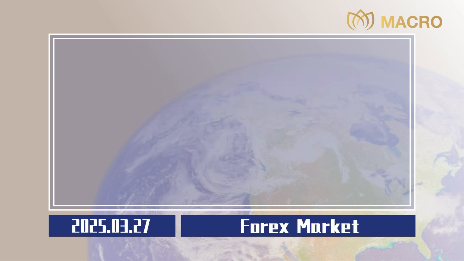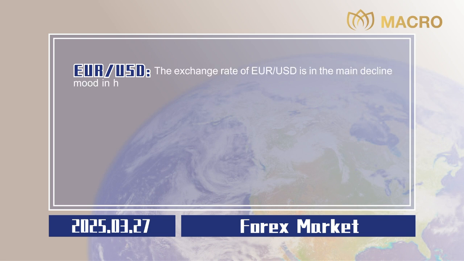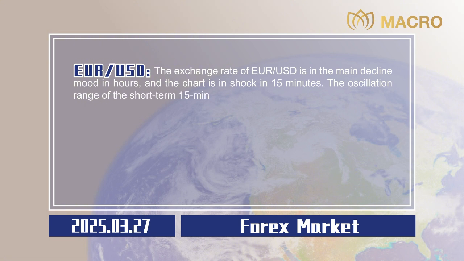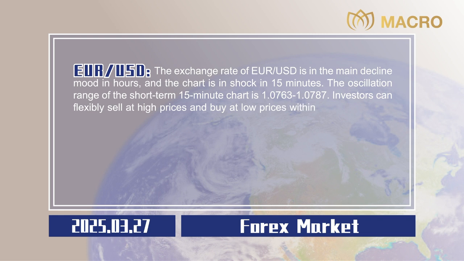Forex market. Euro to US dollar. The exchange rate of euro to US dollar is in a main decline mood on the hourly chart, and the chart is in shock in 15 minutes. The oscillation range of the short-term 15-minute chart is 1.0763 to 1.0787. Investors can flexibly sell at high prices and buy at low prices within this range.